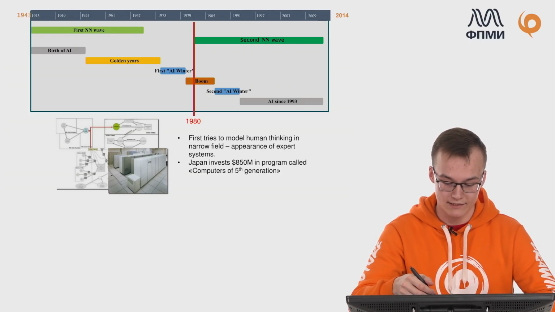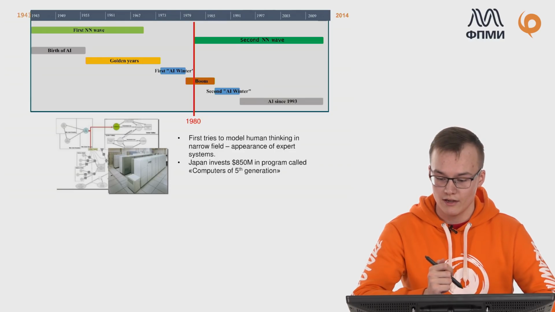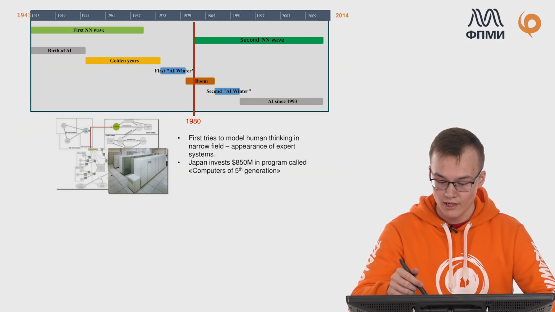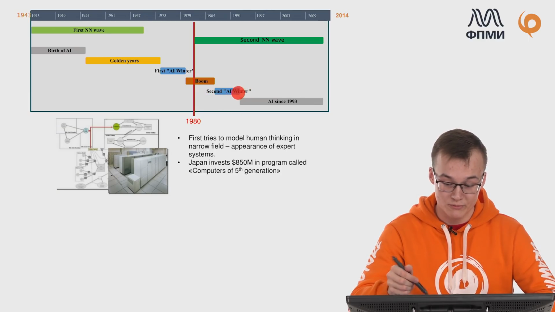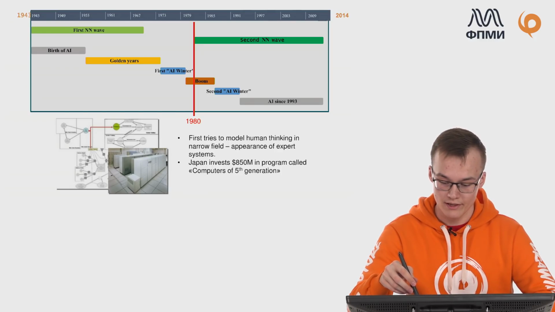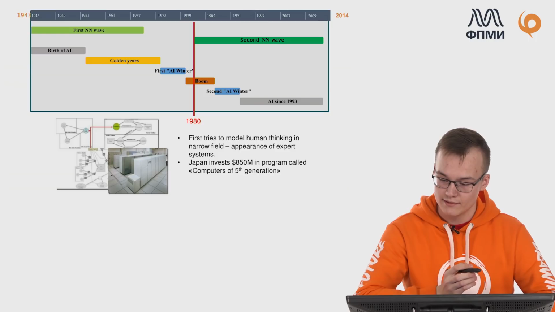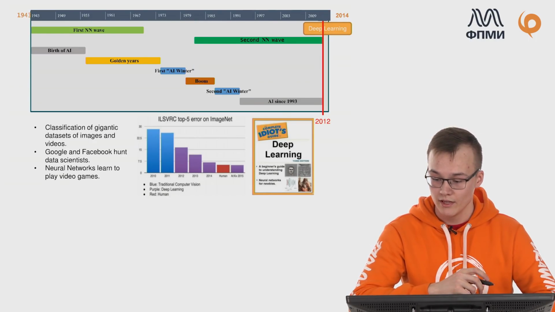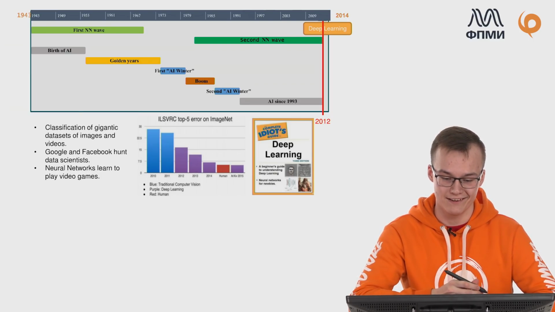Approximately at that time, in the 1980s, the second wave of development of neural networks started. It was also stopped a little by the second AI winter. However, it also was not really long. And somewhere around 2011, deep learning appeared as a major player in the world of artificial intelligence.